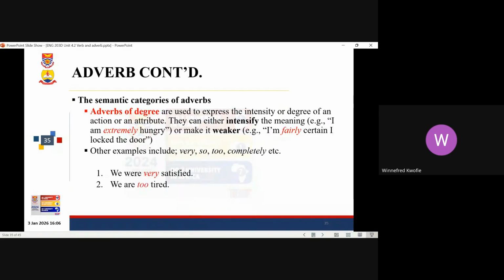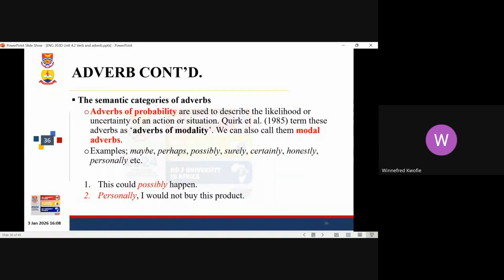Then we have adverbs of probability. That is when we'll be looking at the modals. The adverbs of possibility describe the likelihood or uncertainty of an action. That is adverbs of modality, and we call them modal adverbs. This could possibly happen. So this is looking at possibility.